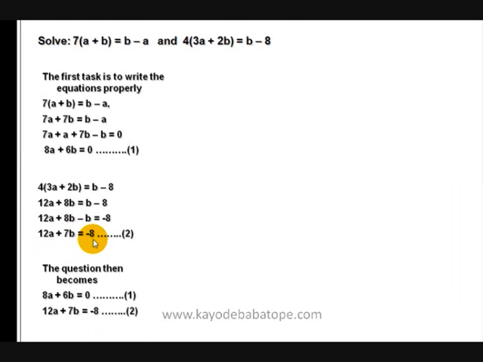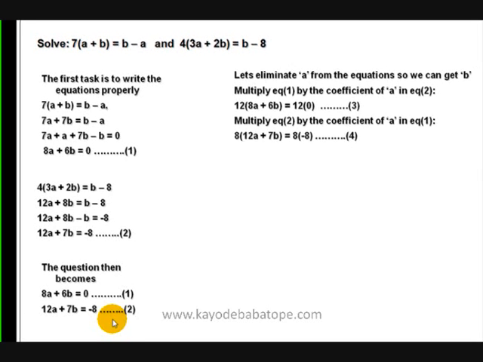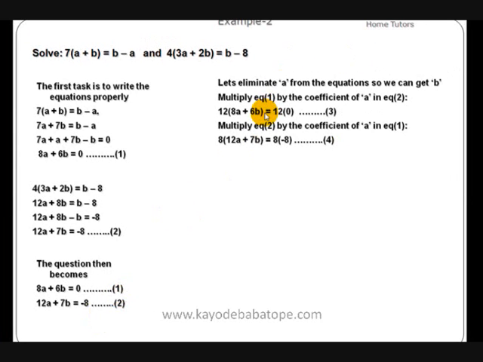So therefore, the question becomes 8a plus 6b equals 0, equation 1, and 12a plus 7b equals minus 8, equation 2. So these are the two equations we need to solve simultaneously. Now, let us decide to eliminate a from the equations so that we can get a linear equation in b. All we need to do is to try and make the coefficients of a in both equations identical.